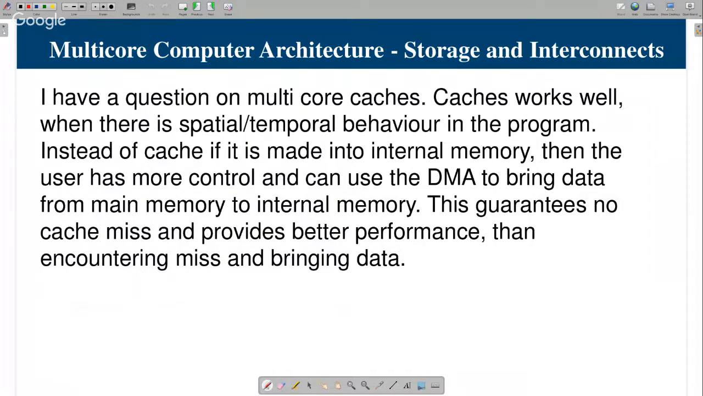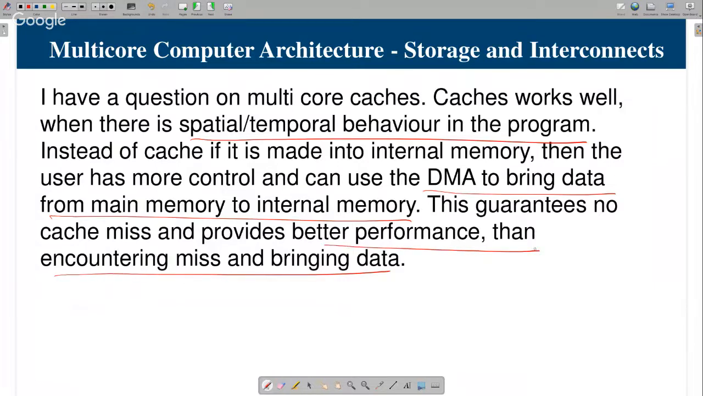So there is a very specific long question. I have a question on multi-core caches. Caches work well when there is spatial or temporal behavior in the program. So caches are going to work well as long as you have good temporal and spatial locality. Instead of cache, if it is made into internal memory, then the user has more control and can use DMA to bring data from main memory to internal memory. This guarantees no cache miss and provides better performance than encountering a miss and bringing the data.